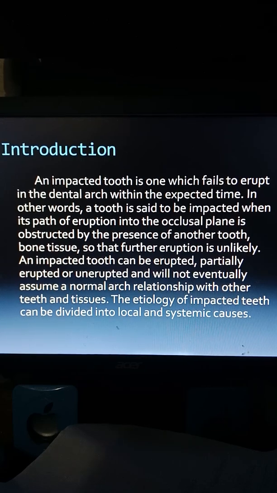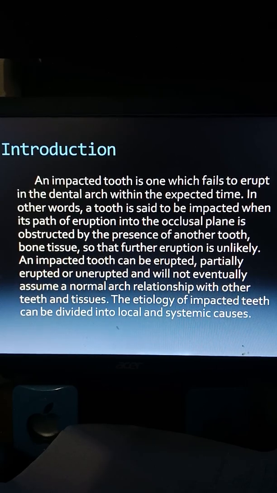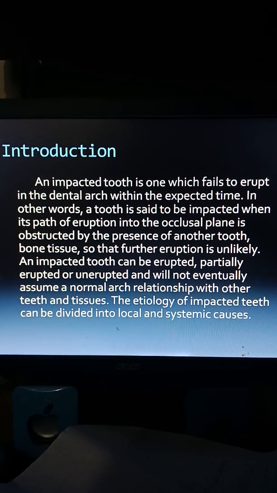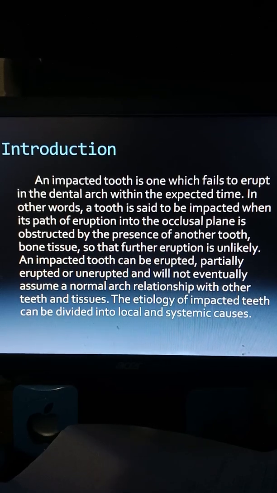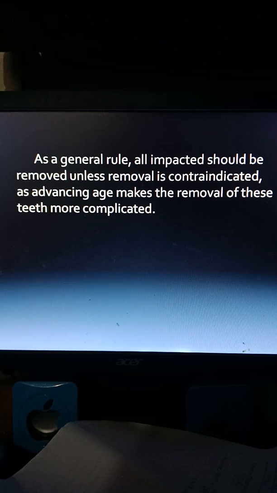Local causes include irregularity in position and presence of adjacent teeth, dense overlying bone and mucosa, underdeveloped jaw or large tooth size, and premature loss or prolonged retention of primary teeth. As a general rule, all impacted teeth should be removed unless removal is contraindicated, as advancing age makes the removal of these teeth more complicated.